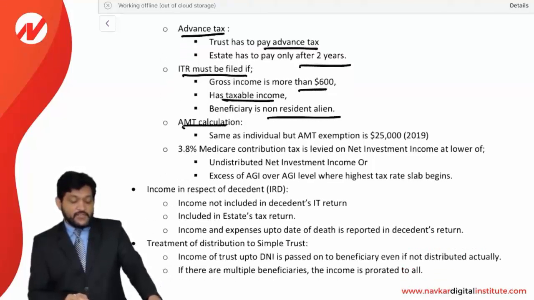AMT calculation will be the same as for an individual, but the AMT exemption amount will change. That will be 25,000, and that is an inflationary figure. Year on year it changes.